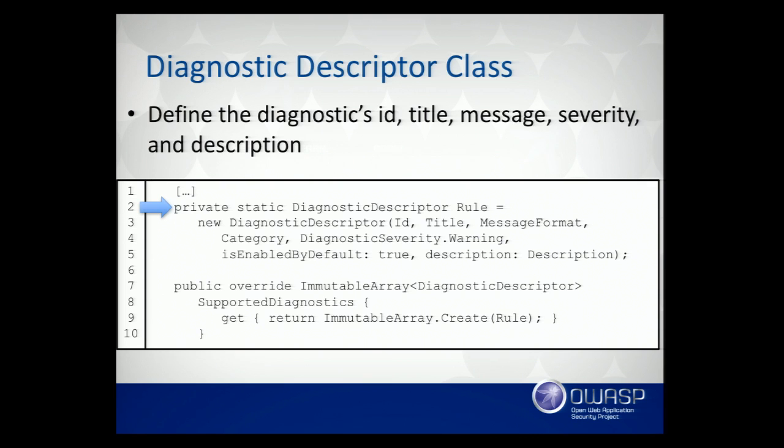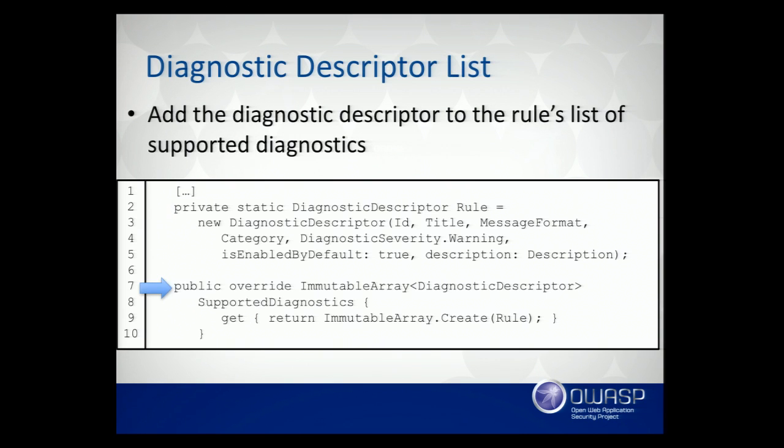So step one, we create the rule. Step two, you have to actually create a diagnostic descriptor, which describes this rule that you want to create. You give it an ID, a title, a message format, and a description that describe what is going to be displayed to the user as they type in something potentially insecure. After you do that, you have to add that rule to the list of supported diagnostics for this particular rule set. So this can have more than one diagnostic raised out of an individual rule. Pretty simple so far, right?